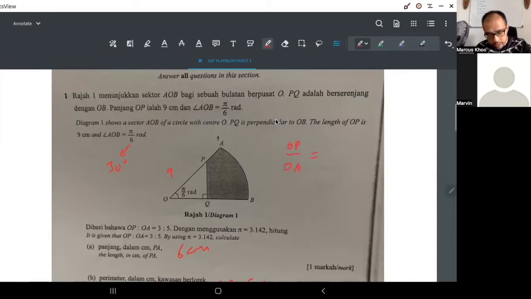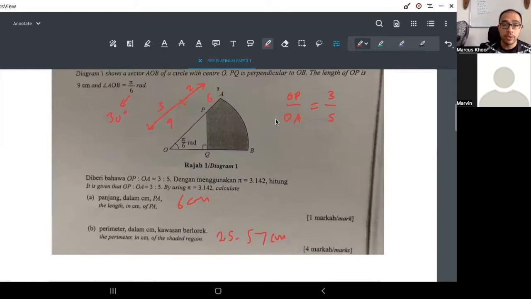Okay, equals to 3 over 5. So kalau sini adalah 3, the whole thing adalah 5. Okay, kesemuanya adalah 5. So you know that PA will be 6 lah. Sebab OA kesemuanya adalah 5. Okay, so 9 is 3, so 3 bahagian, 3 darab 5 is 15 lah. So semuanya adalah 15, which means that your R is also 15.